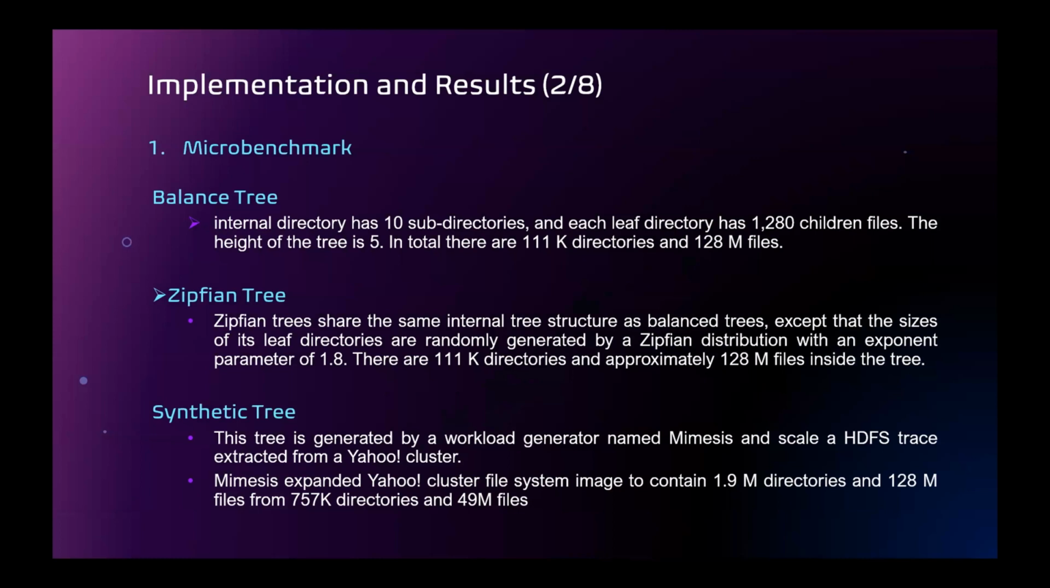In the micro benchmark, the first one, this involved a detailed examination of performance using balanced, Zipfian, and synthetic trees to simulate various directory structures. The evaluation included metrics such as average throughput per server, RPC amplification, and load variance.